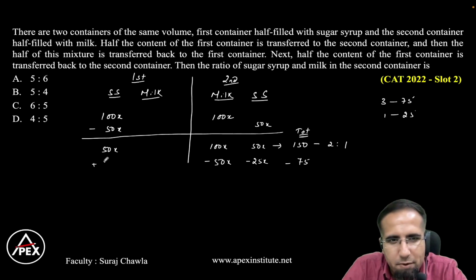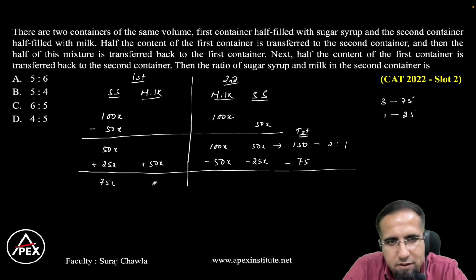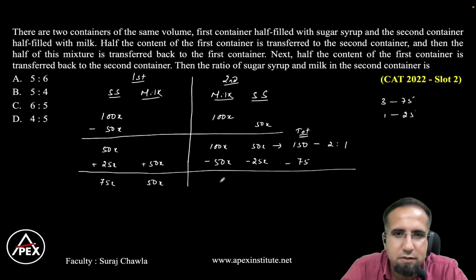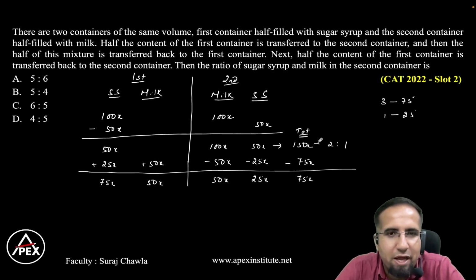That means the sugar syrup I'm adding back is 25x and the milk I'm adding back is 50x. So after the second experiment, what does the figure look like? The figures look like 75x and 50x, and this is going to be 50x and 25x. So the total is going to be 75x. This is how the numbers look.